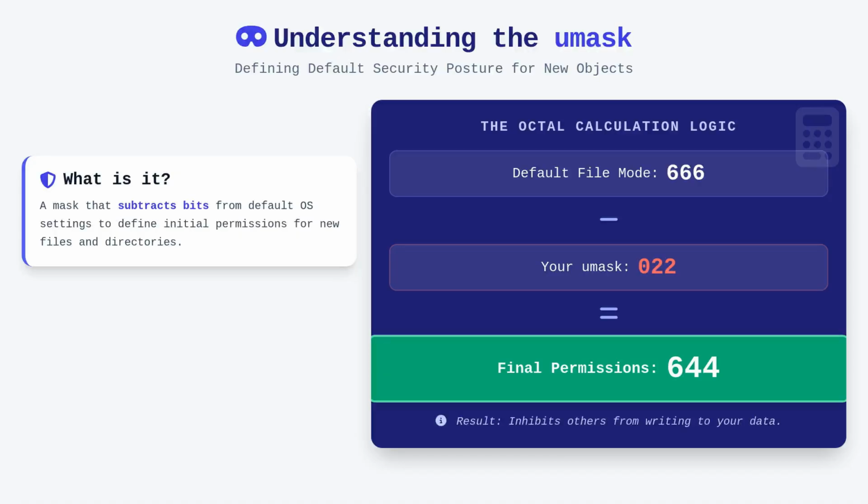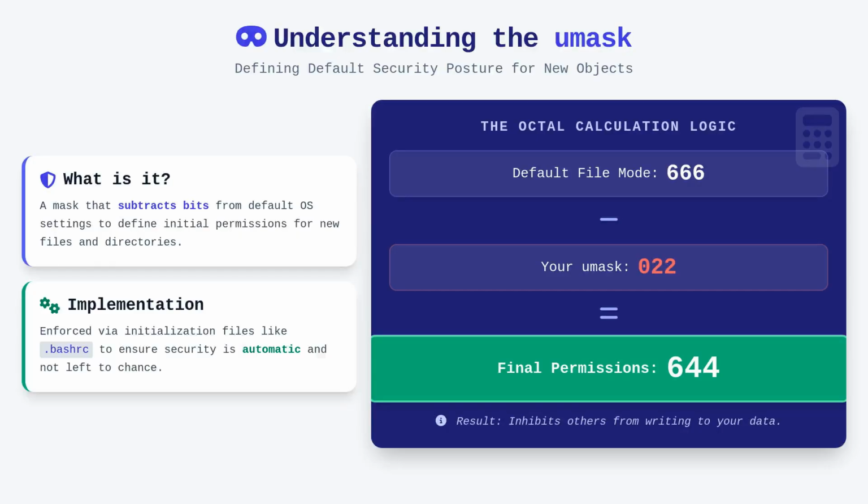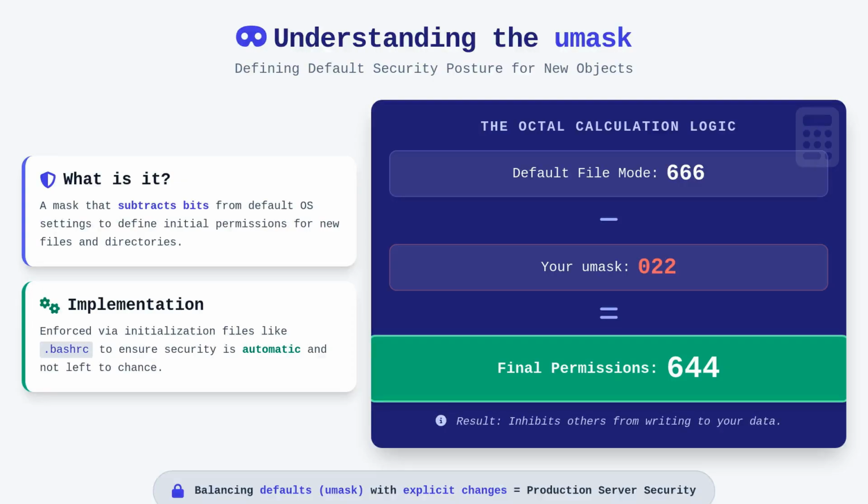Understanding how to calculate this subtraction in octal is a common requirement for configuring secure environments where you want to prevent new files from being publicly writable. By setting a strict umask in initialization files like .bashrc, administrators ensure that security is not left to chance, but is instead enforced by default the moment a new object is created. Effectively balancing these defaults with explicit permission changes provides the depth required to secure a production Linux server against unauthorized access.